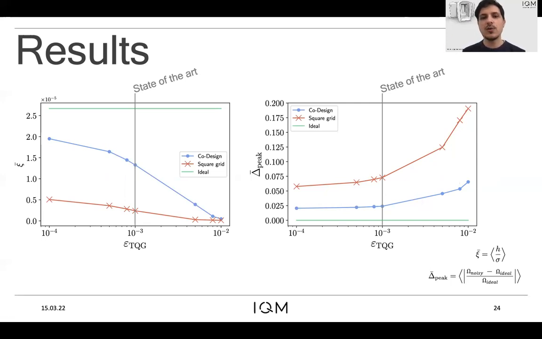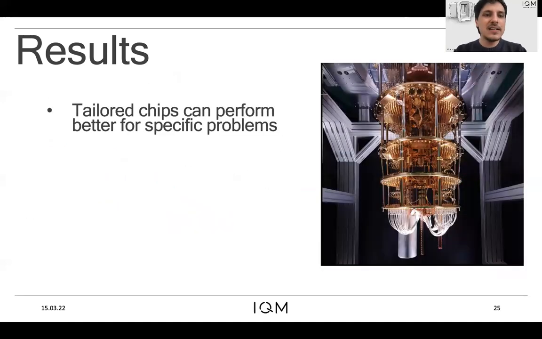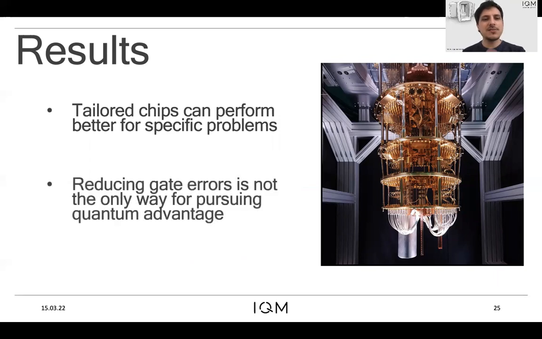So we can extract from here 2 main things. First of them is that tailored chips can perform better for specific problems, but also that reducing gate errors is not the only way for pursuing quantum advantage, because we can use these co-design approaches in which we reduce the required resources for achieving some results just by tailoring our quantum computers to a very specific problem.